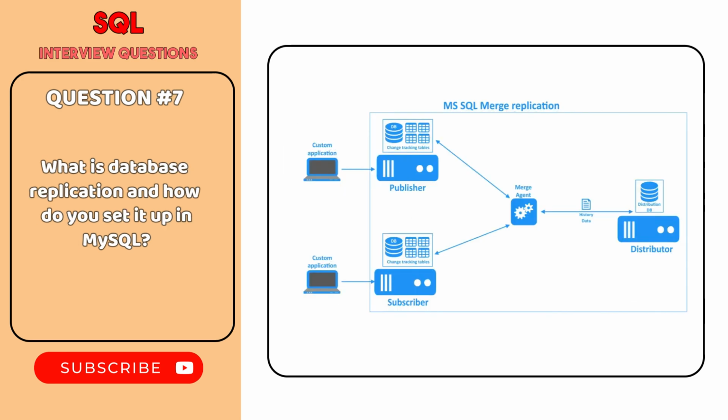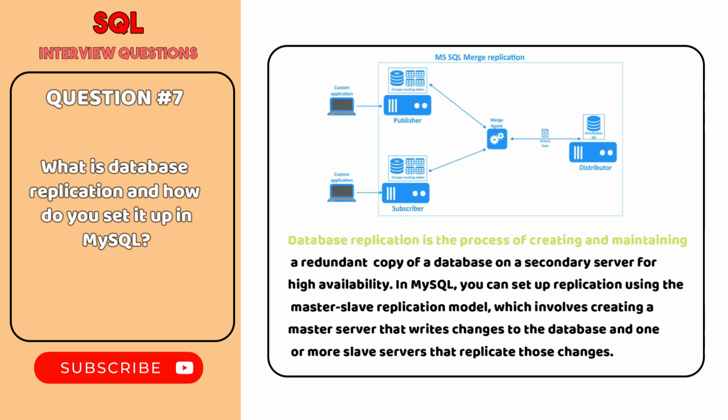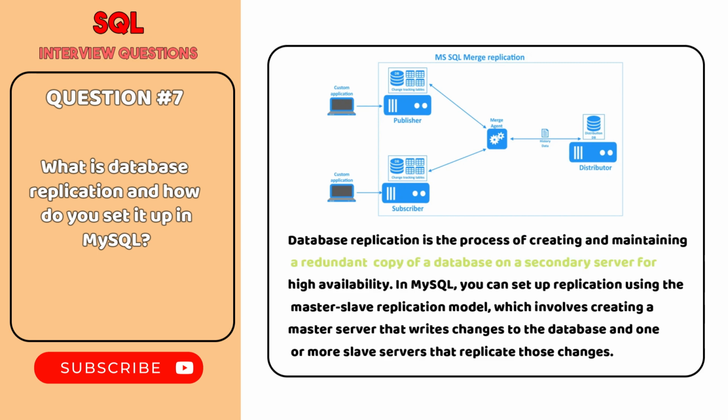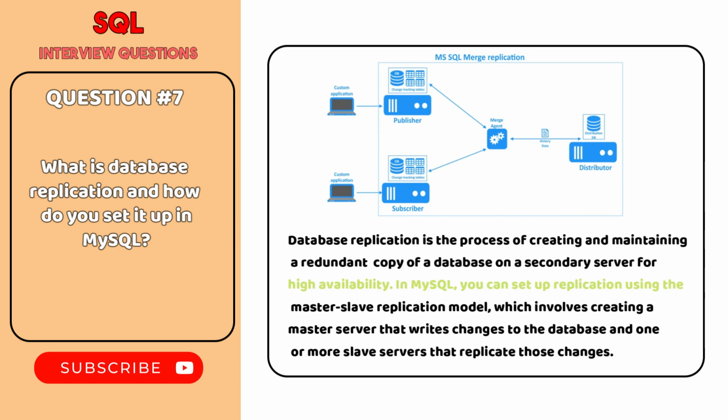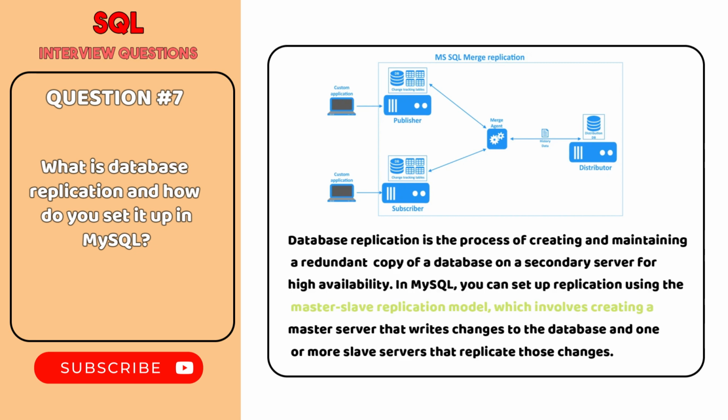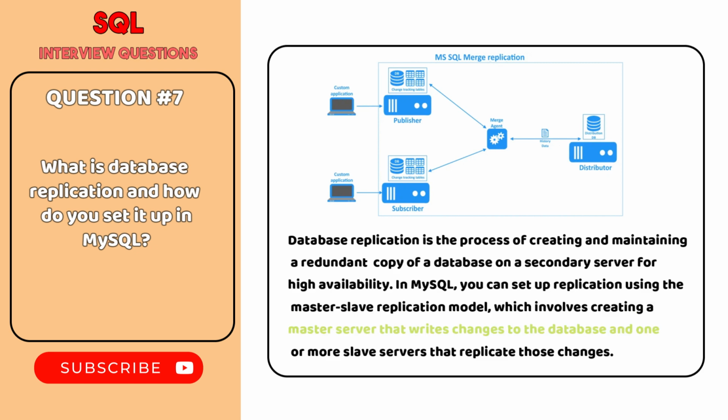What is database replication and how do you set it up in MySQL? Database replication is the process of creating and maintaining a redundant copy of a database on a secondary server for high availability. In MySQL, you can set up replication using the master-slave replication model, which involves creating a master server that writes changes to the database and one or more slave servers that replicate those changes.